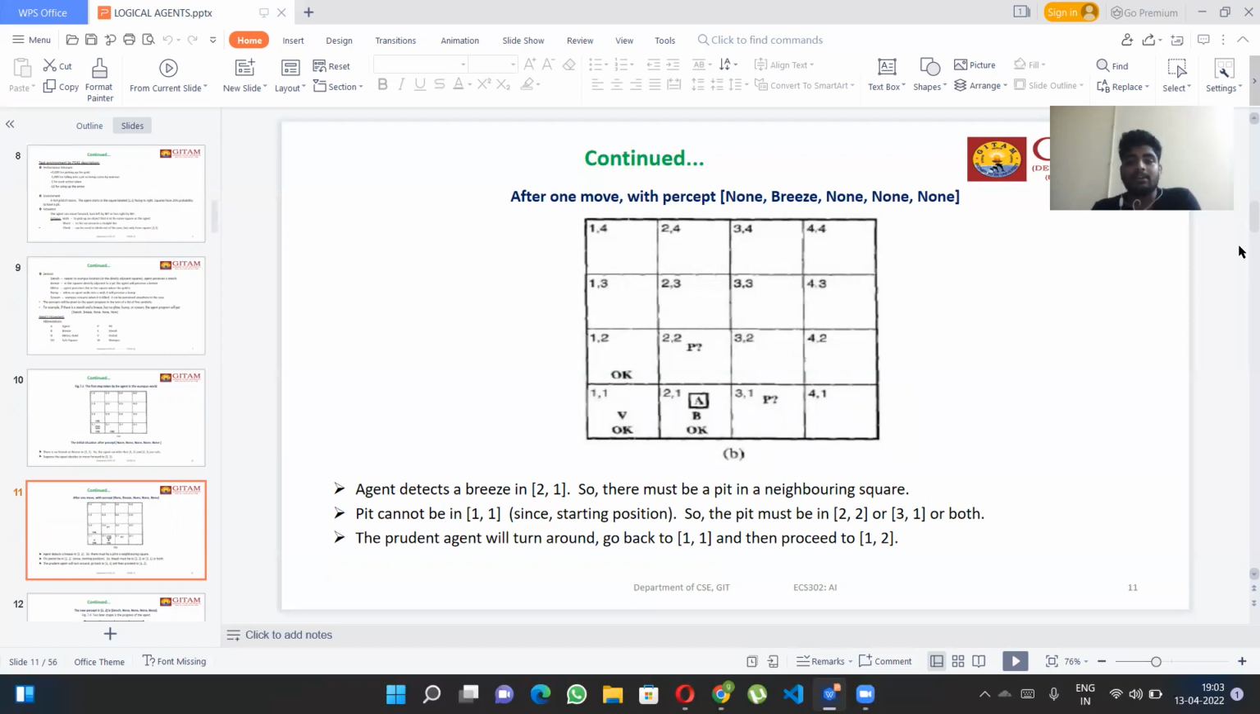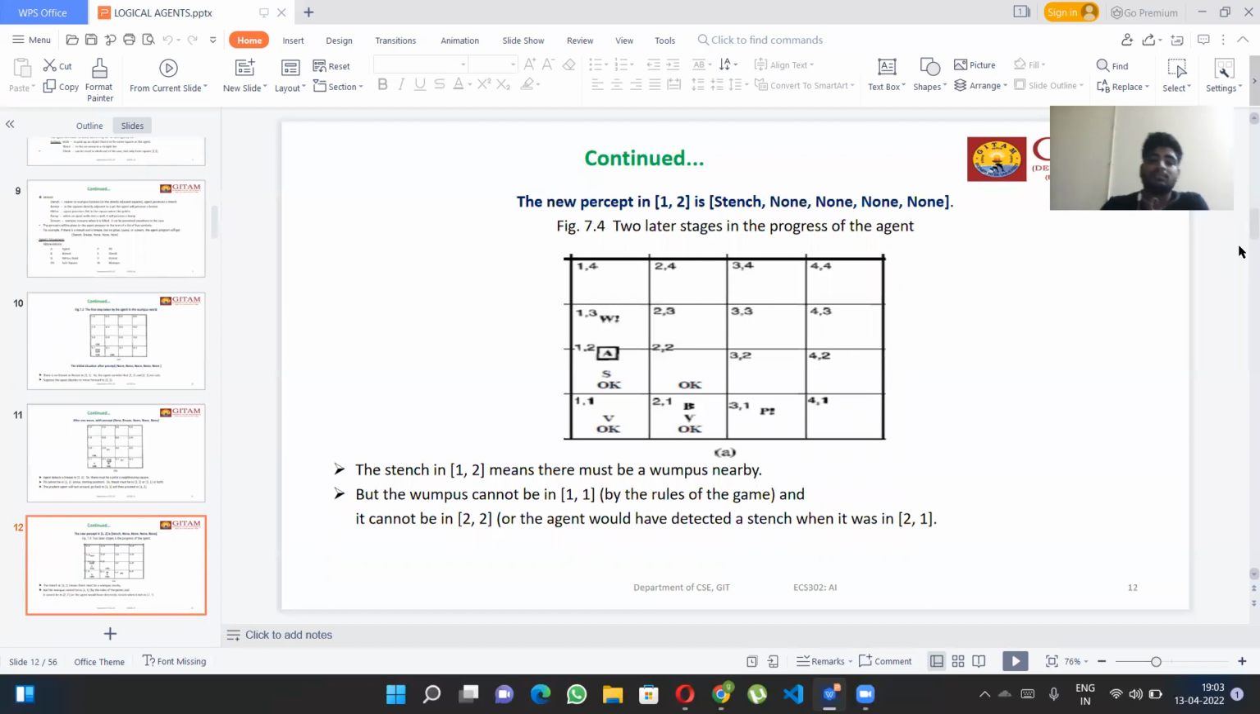Based on that prediction, the agent will turn around and go back to 1,1 and then proceed to 1,2. I think you can see this in the table also. Okay, I will continue with the next slide.